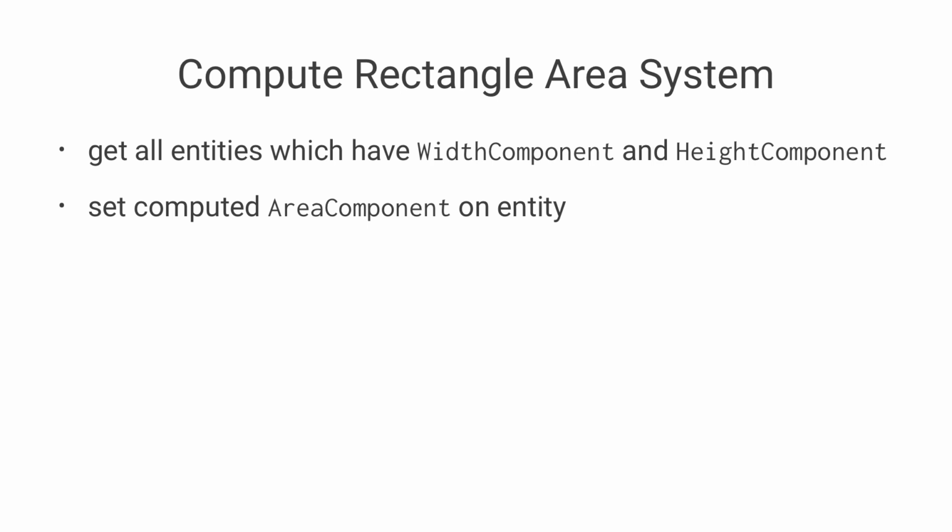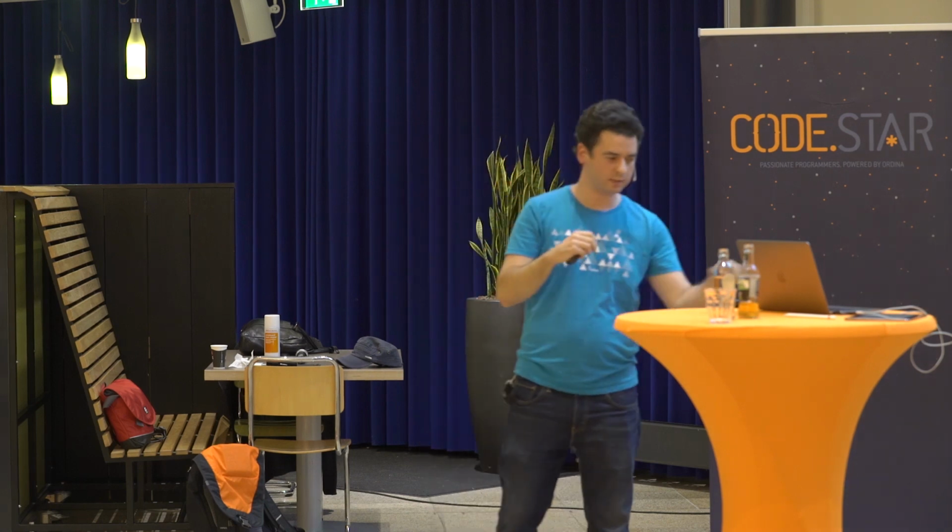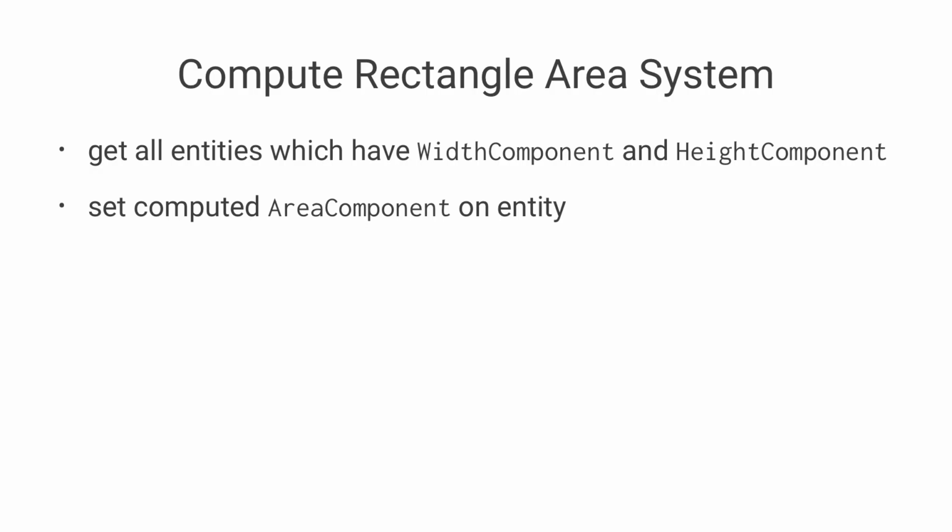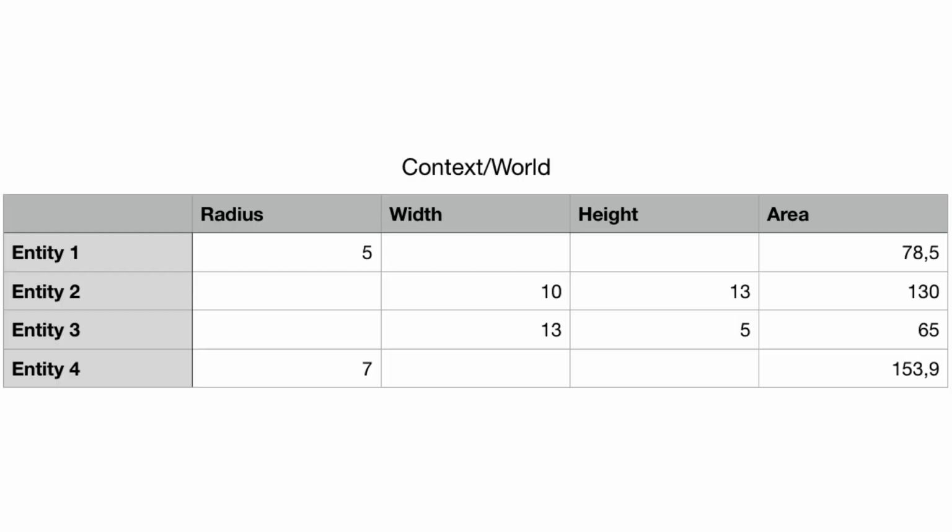Those are two data points which I need to compute the area, right? I get the entities which have this, and then I can compute the area, and then I have all the areas set in a way, right?